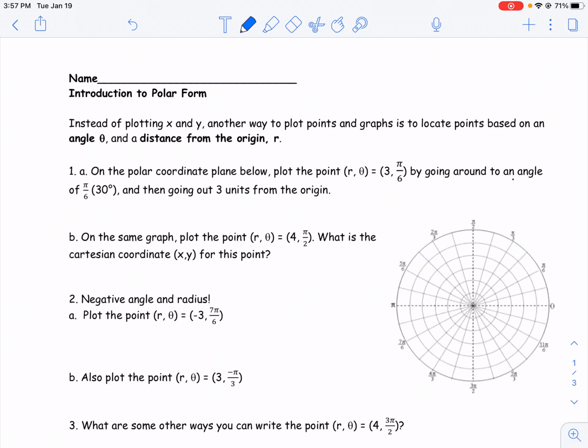Hey, what's up guys? So I'm here to make a video on an introduction to polar form. Traditionally, when we've been thinking about plotting a point or a graph, we usually use x and y, where the x represents a horizontal component and the y represents a vertical component. But it turns out there's another way that you can represent points that we're also going to use sometimes, because it turns out to be a lot more convenient from time to time.